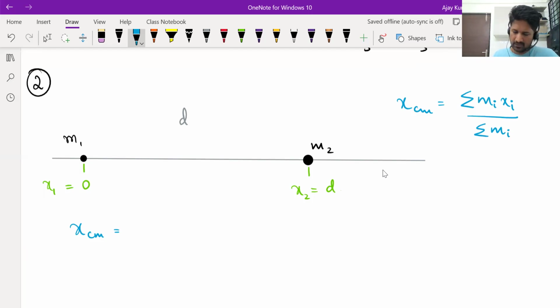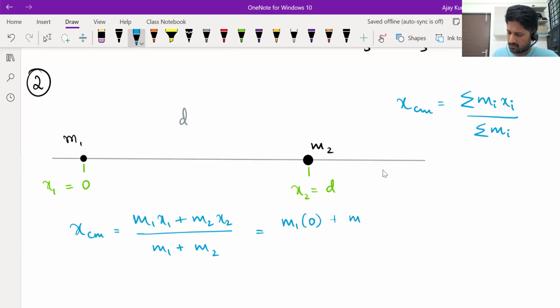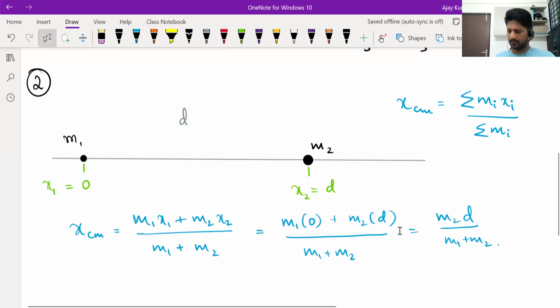Okay, fine. So since there are only two particles, you can calculate the x coordinate of center of mass like this: m1 x1 plus m2 x2 divided by m1 plus m2. Now m1 is m1 itself. X coordinate of the first particle is 0. m2, x coordinate of the second particle is d, divided by m1 plus m2. Effectively, this becomes m2d by m1 plus m2.